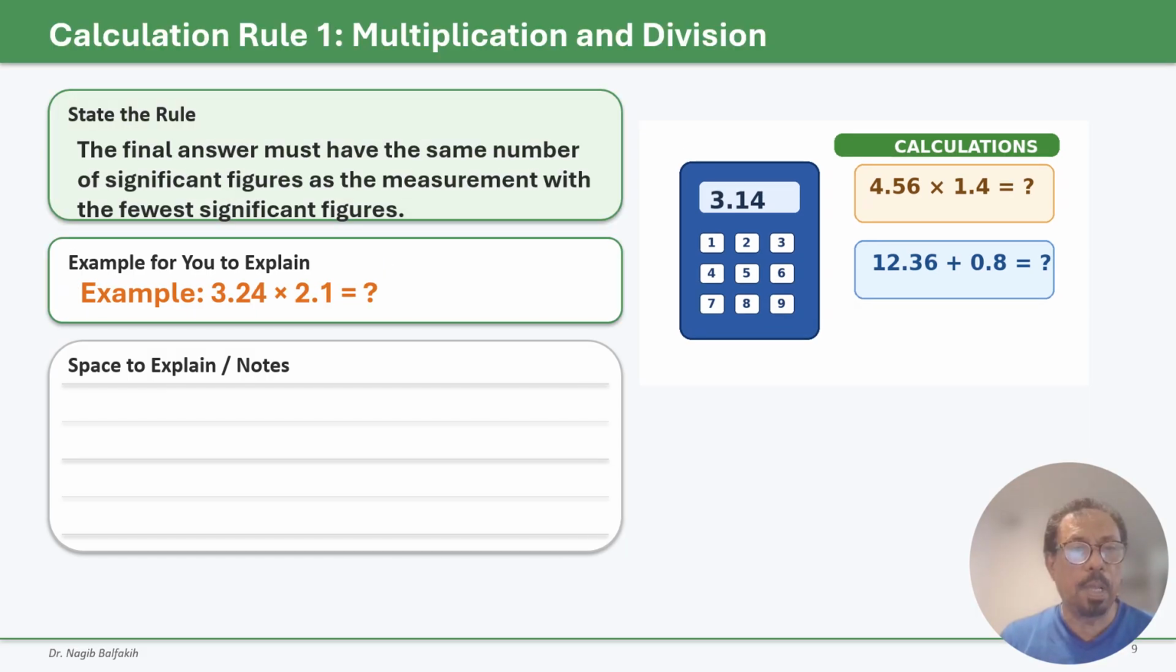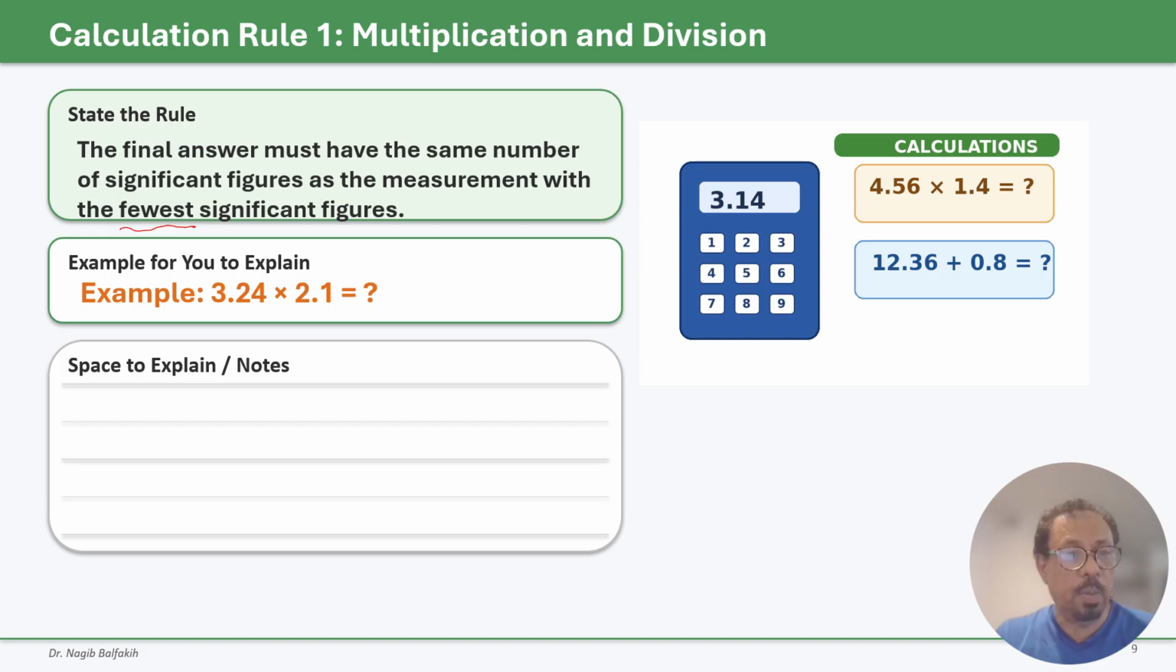Now this slide talks about how we're going to do multiplication and division and apply this rule to the final answer and decide how many sig figs in our final answer. Here they say the final answer must have the same number of significant figures as the measurement with the fewest. This is the key word, the fewest or the lowest significant figures.